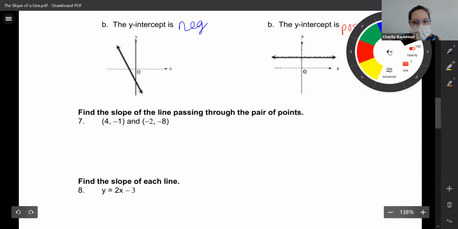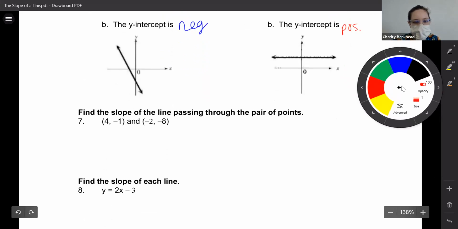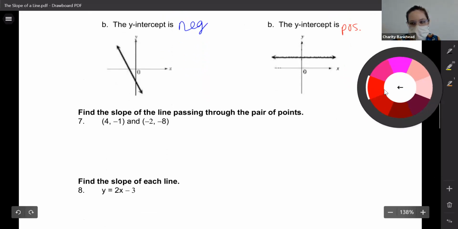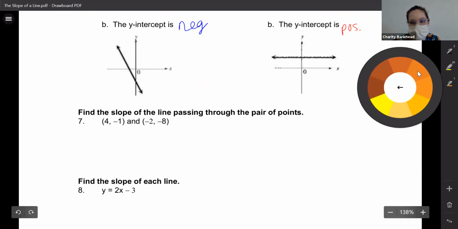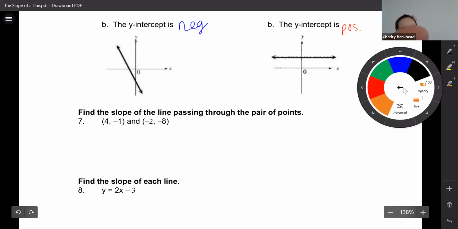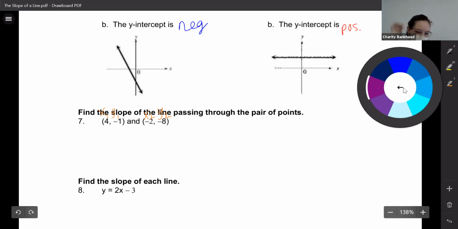All right, number 7 says, find the slope of the line passing through the pair of points. I start by labeling my x1, y1, x2, y2. So x1 is 4, y1 is -1, x2 is -2, and y2 is -8. And then I'm going to plug those into the slope formula.